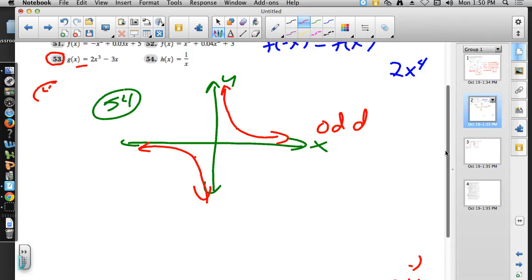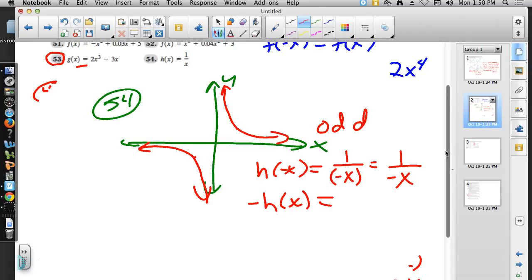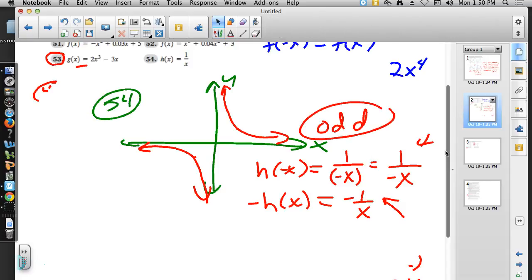So now, if it's odd, what we want to check out is h of negative x and see what we get. Well, that'll be 1 over negative x, which is negative 1 over x, just dropping the parentheses. So then we think, okay, if this is odd, that's supposed to equal the negative of the entire function, which it absolutely does. And so we did get a negative of the original function when we put in a negative for x. So that one was number 54.